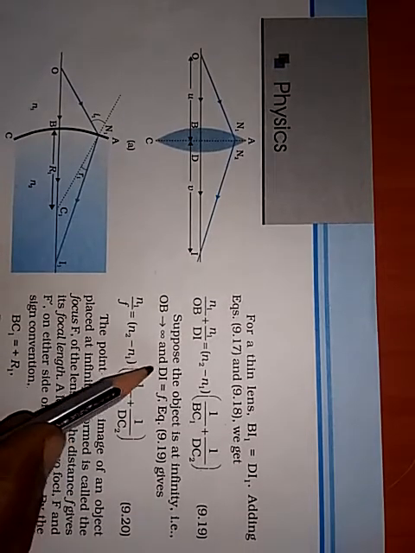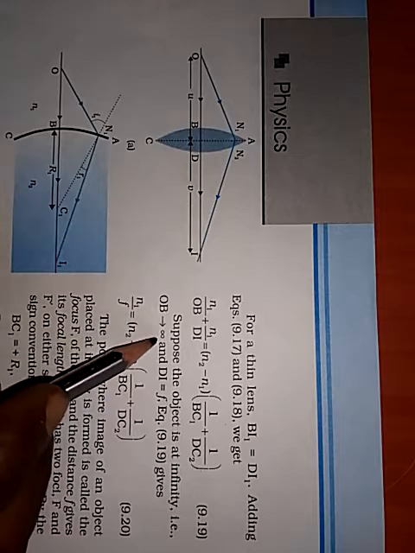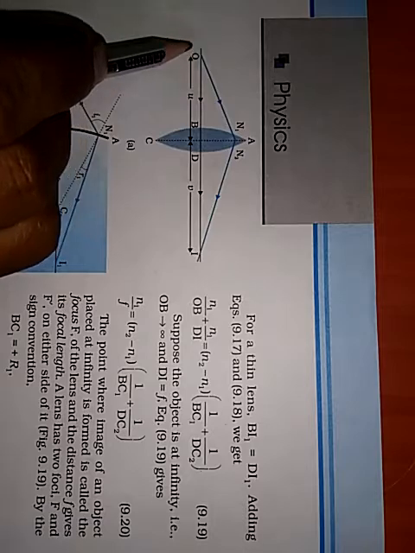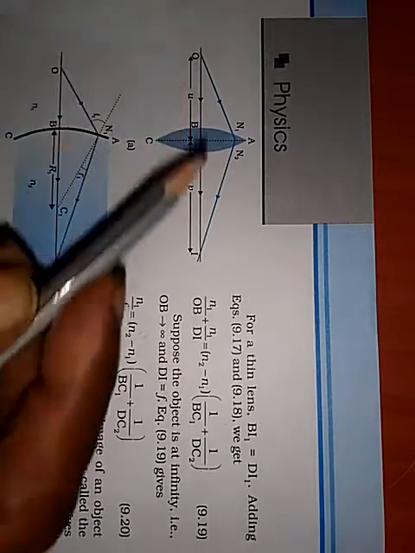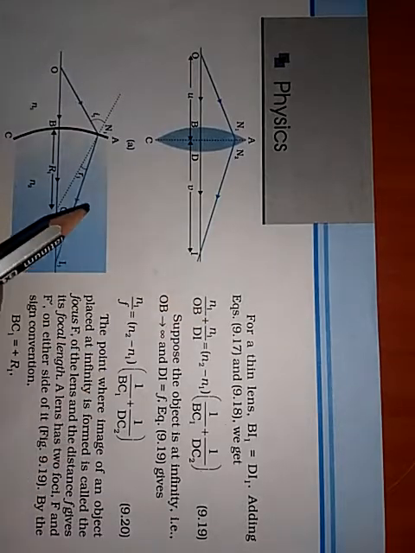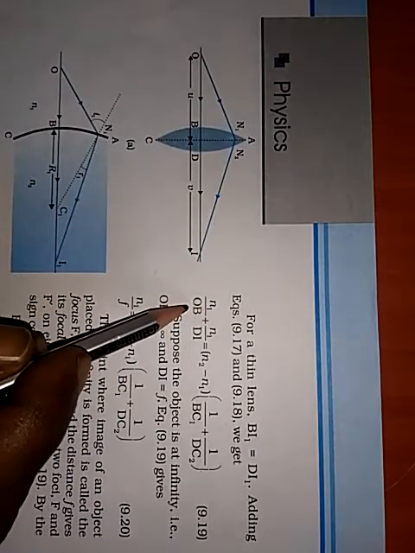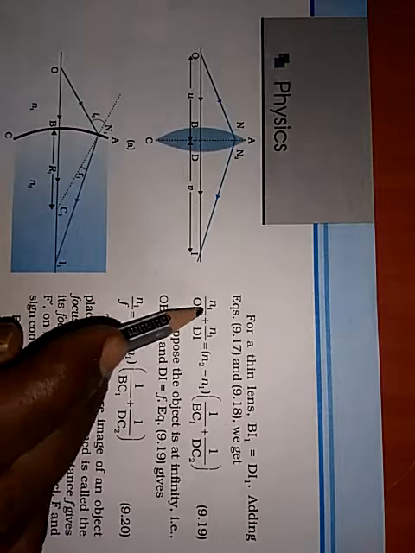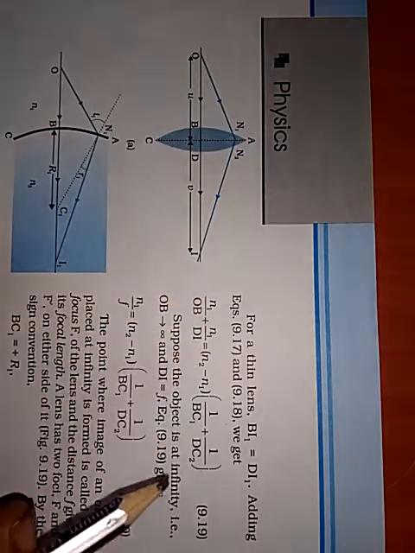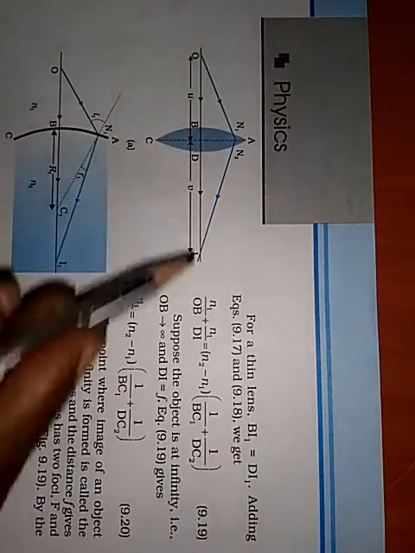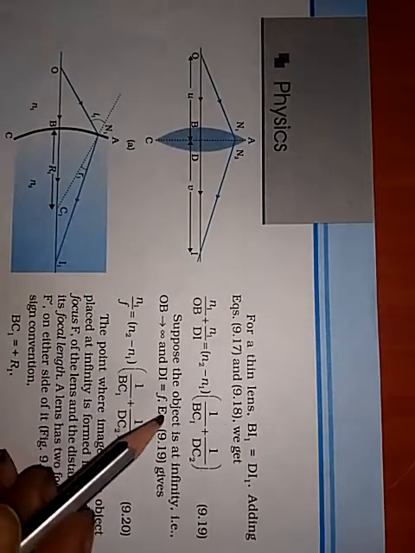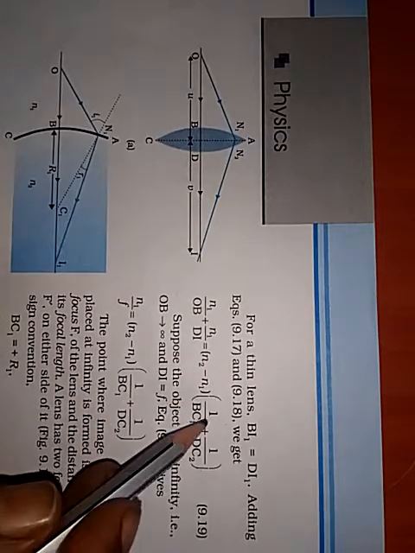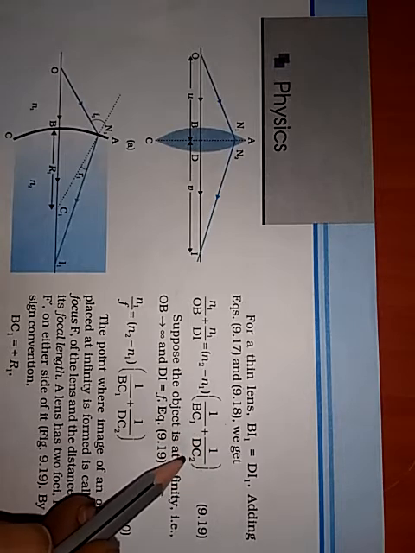Suppose the object is at infinity, that is OB is at infinity. OB is the place where we place the object. Now if this distance is infinity, then n1 divided by infinity, anything divided by infinity is 0. Therefore this term vanishes and we have n1 by di. Now what is di? Di is nothing but the focal point. Therefore, we can write n1 by f is equal to n2 minus n1, 1 by BC1 plus 1 by DC2.